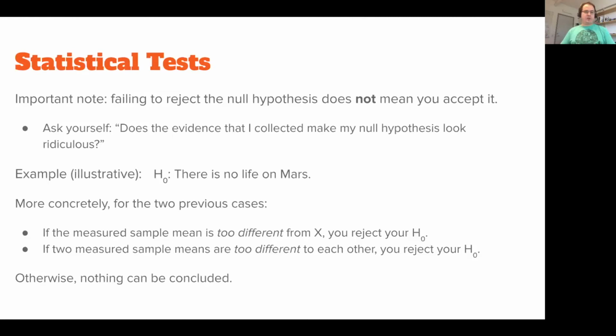So, if we ask ourselves again, like I suggested before: does the evidence, in this case the life that we found, the bacteria, make my null hypothesis look ridiculous? Yes. Because if my null hypothesis is that there is no life on Mars and I actually found life on Mars, then the hypothesis is ridiculous. And therefore, it's not true, it's rejected, okay? So it only takes one example to make the null hypothesis look ridiculous, and then you reject it.